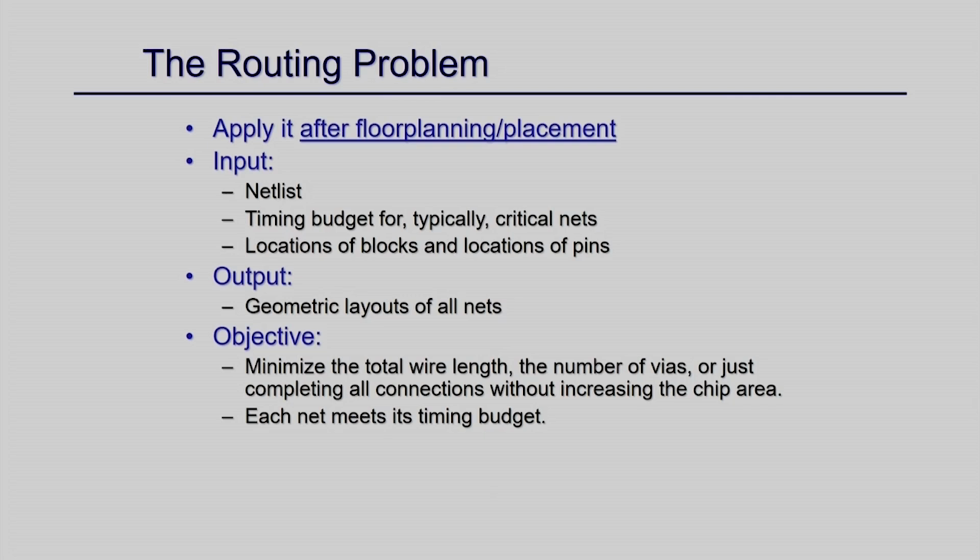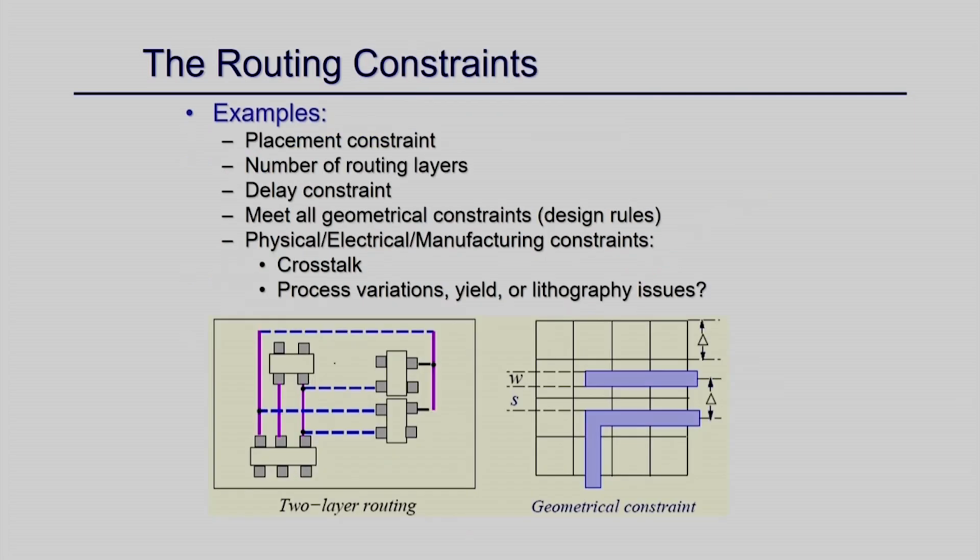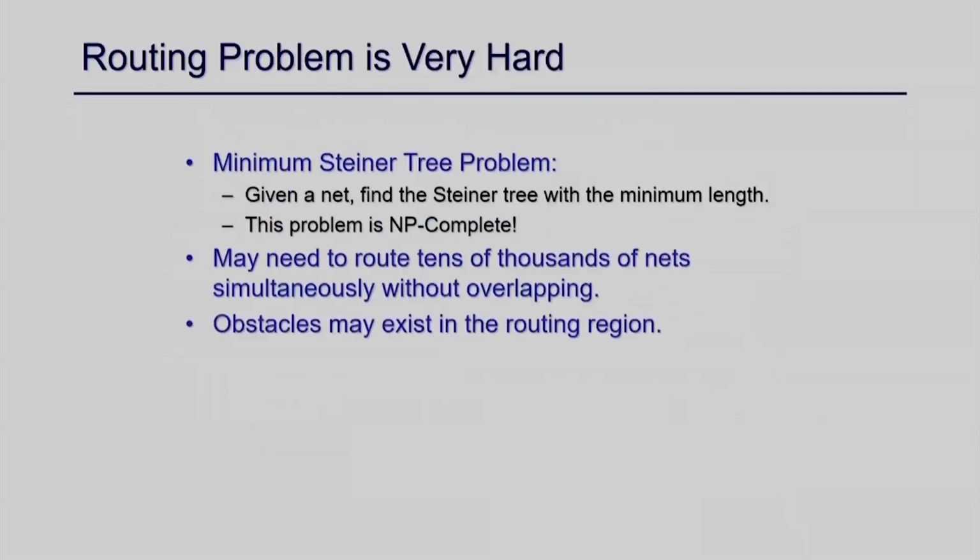So, the routing problem is after floor planning or placement. You have a net list, that means each component's position, and the timing budget, that is, each net should meet this much timing, and the location of blocks or location of pins, and the output is the actual geometric layout of all the nets. Okay. And your objective is to minimize the total wire length, right, and also the number of vias, which I will discuss now, and also each net should meet its timing budget. So, that is the routing problem, and this routing problem has to be handled here.